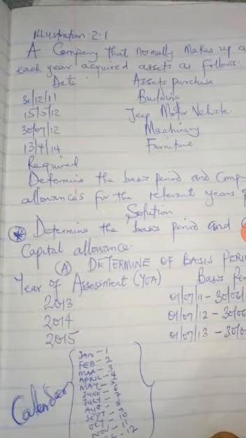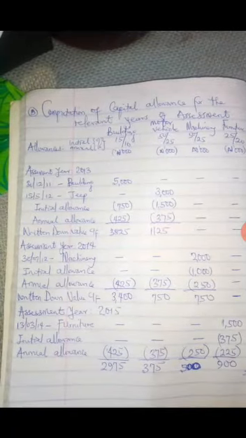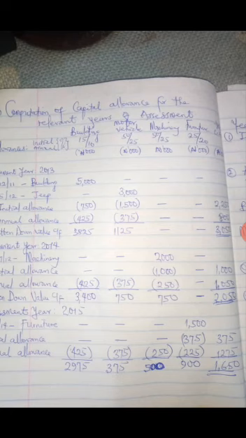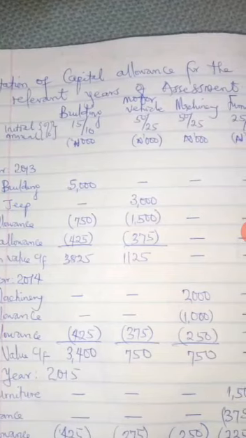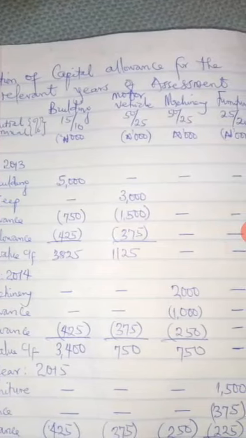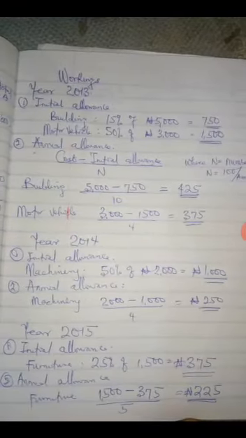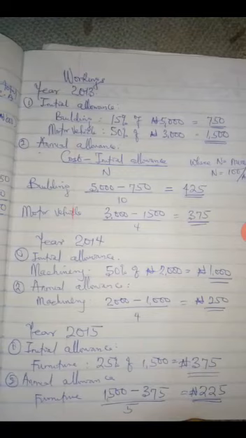So going back to our computation, you will now see that for 2014 we have machinery, and the cost for machinery is 2,000. Remember that the initial allowance rate is 50%, the annual allowance rate is 25%. This is fixed. So going to our workings for 2014, our initial allowance will be 50% of 2,000, which will be 1,000.